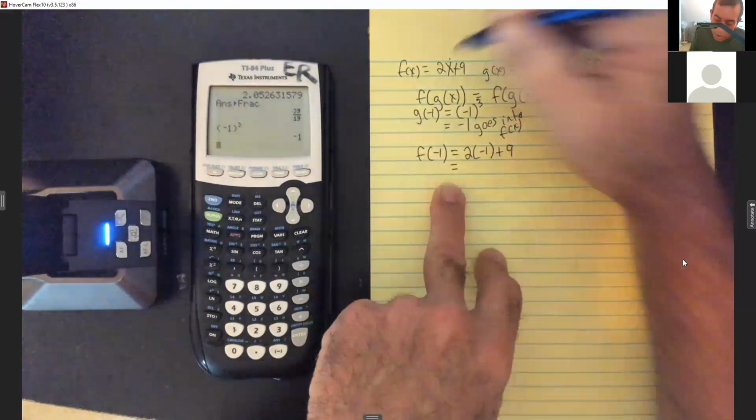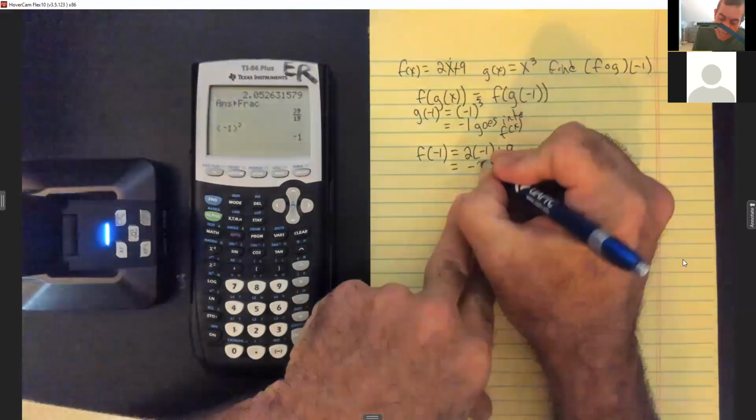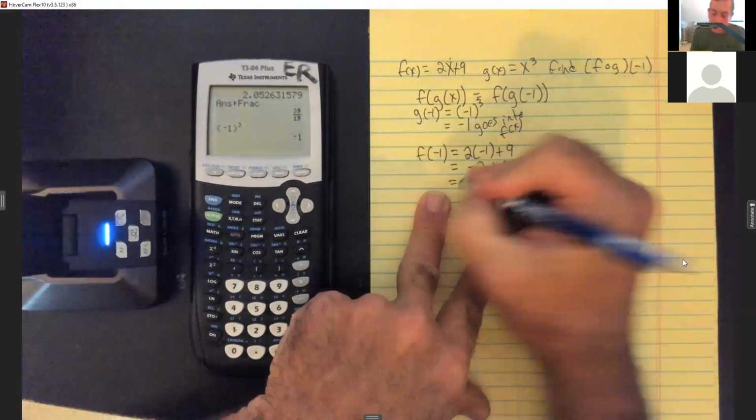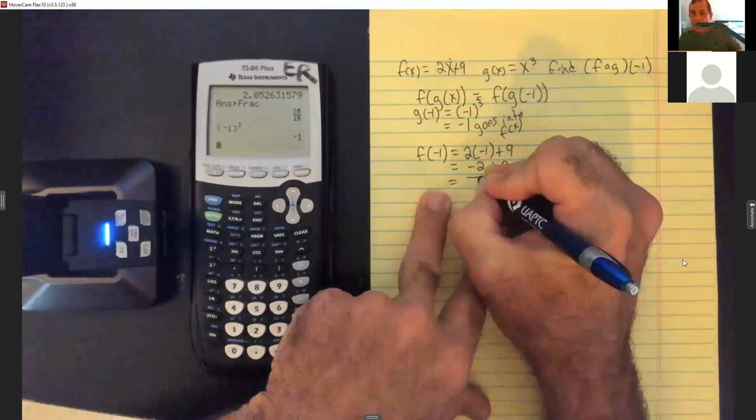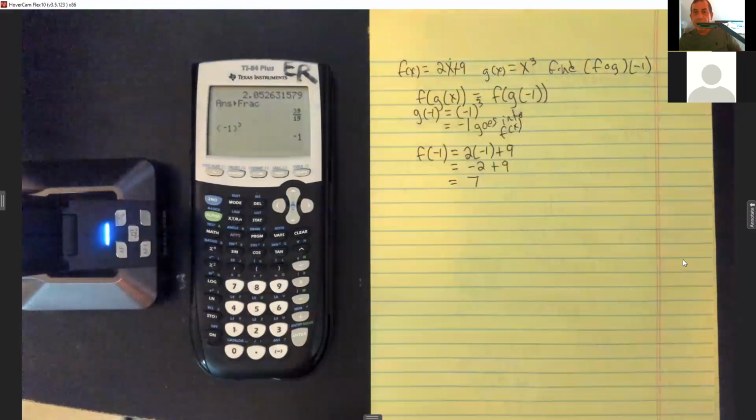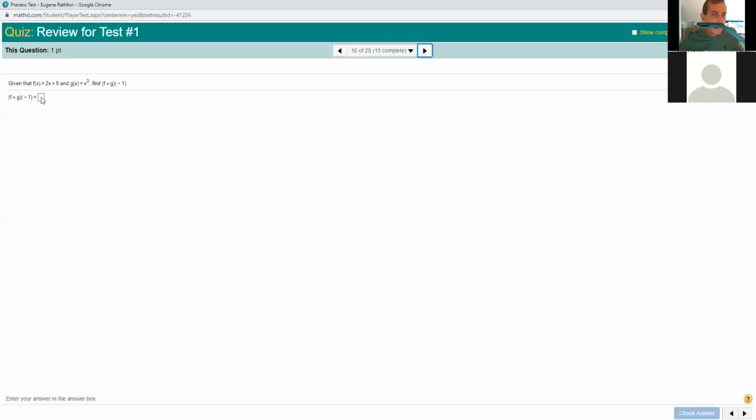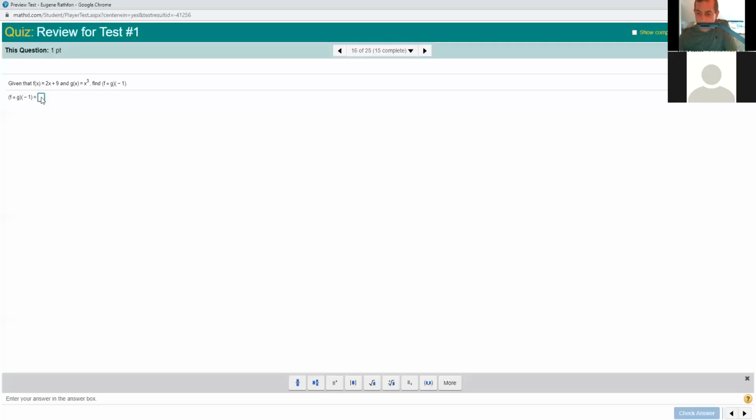So 2 times negative 1 is negative 2 plus 9. Negative 2 plus 9 gives you 7. So my final answer on that would be a 7. So we would come up here and put in a 7. And do what? Hit enter.